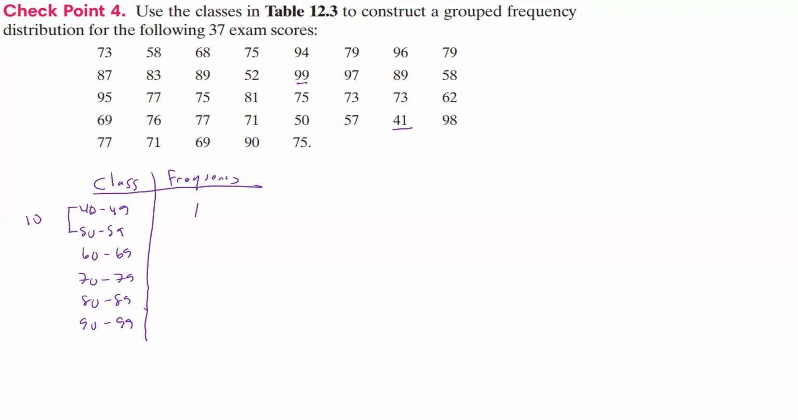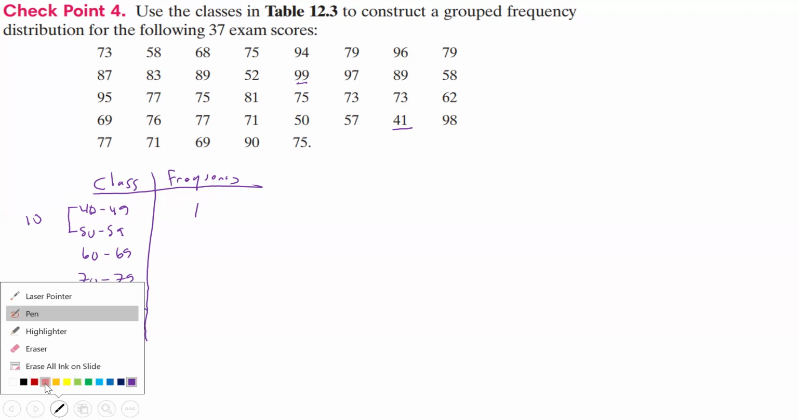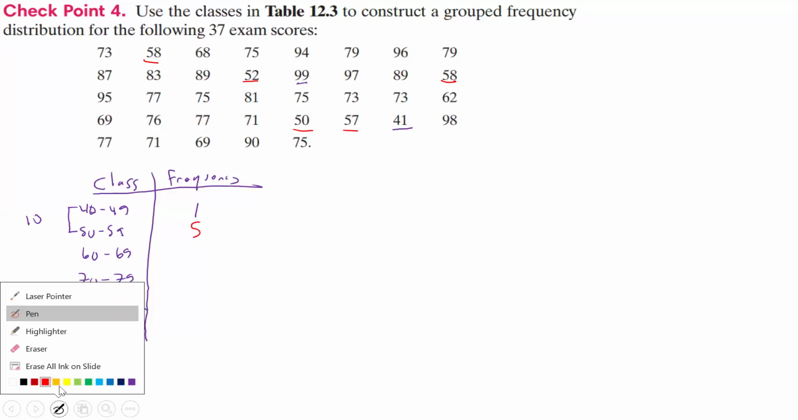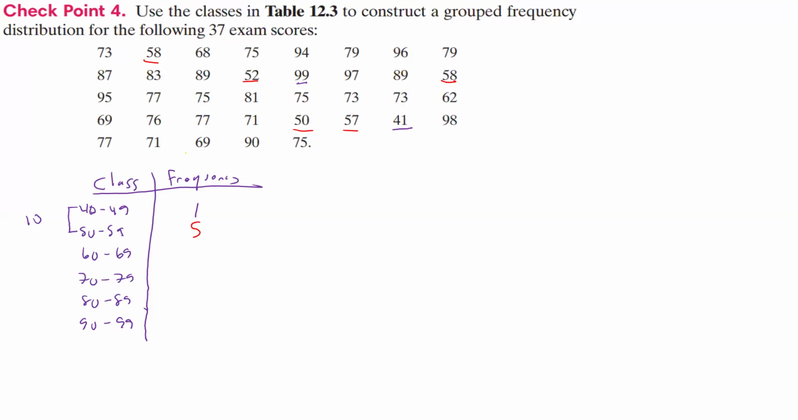So now let's go to the 50s. Okay, let's change colors. That's how we're going to do it this time. So 50s, we have 1, 2, 3, 4, 5. All right, so it looks like there's 5 of those. So we'll say 5 for that one. Now let's go to orange, I guess. So 60s. All right, we have 1, 2, 3, 4. So it looks like we have 4 of those.